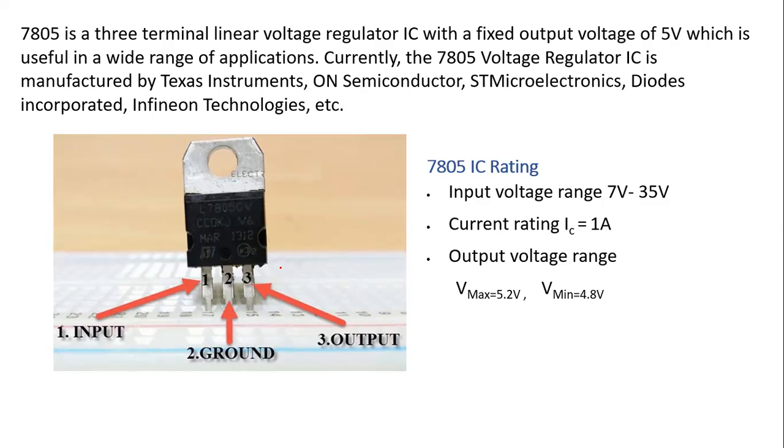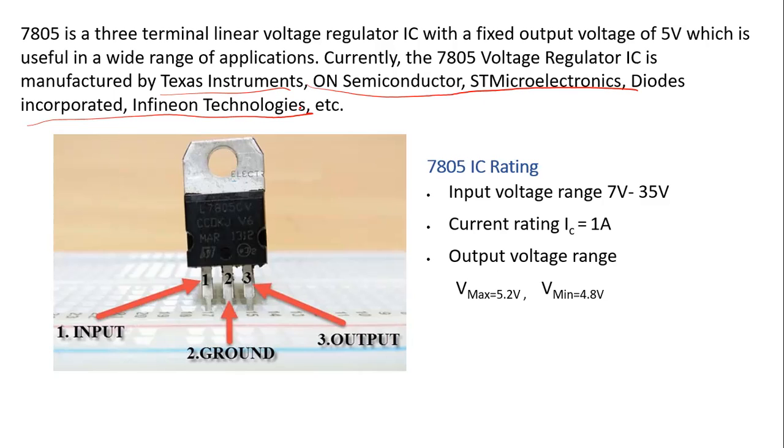It is manufactured by Texas Instruments, ON Semiconductor, ST Microelectronics, Diodes Incorporated. So a number of companies are manufacturing these IC 7805s.